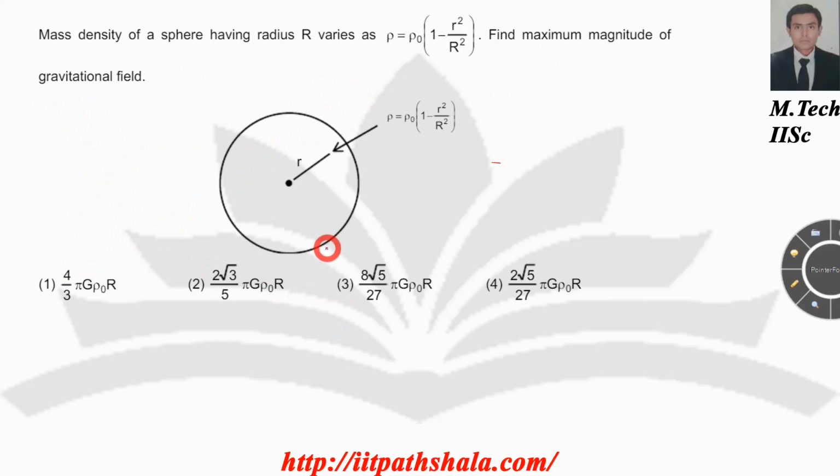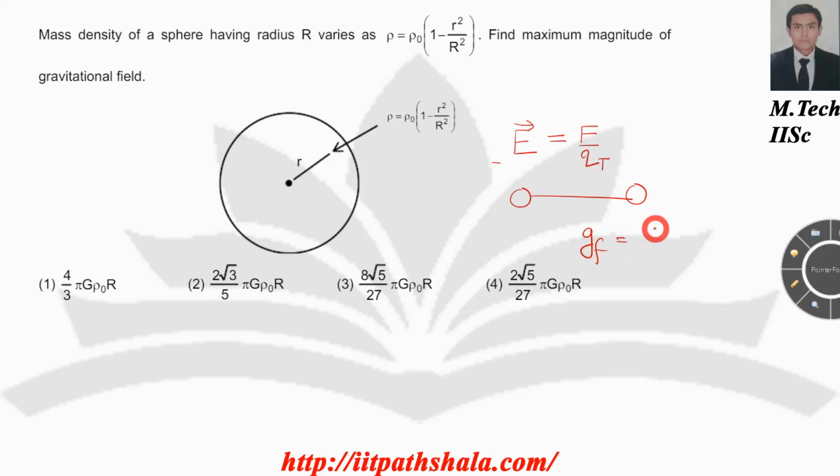Now in the following question, the mass density of a sphere is varying as follows. You have to find the magnitude of the gravitational field. Now if you don't know about the gravitational field, consider it as follows. You have an electric field. As you know, electric field is nothing but E equal to force upon the charge. This is nothing but the test charge. And if you are talking about gravity, then there should be a two mass system over here.